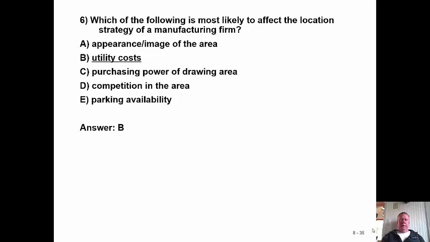What is most likely to affect the location of a manufacturing firm? Again, getting redundant here: costs. Everything else, great. They may affect costs. They may have some intangible effect on it, but things like competition in the area, you don't care. Actually, if you're manufacturing, you may want other manufacturers right around you, for economies of scale in terms of transportation.